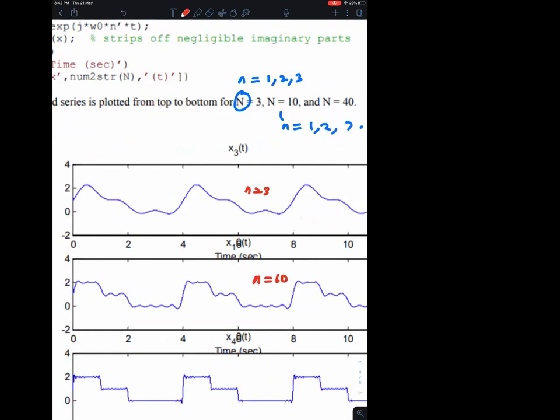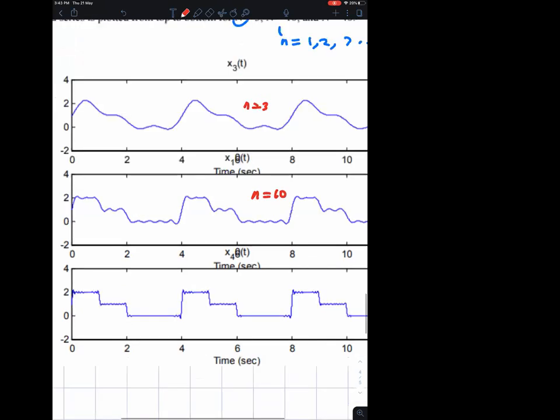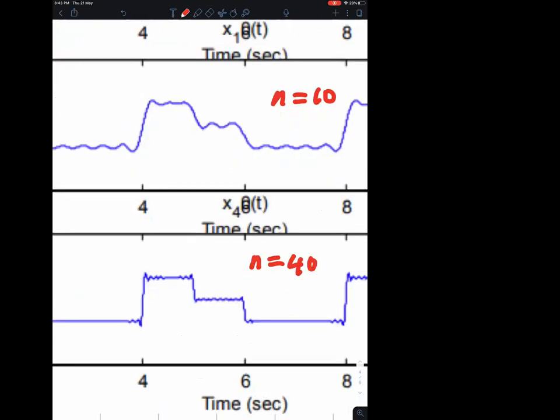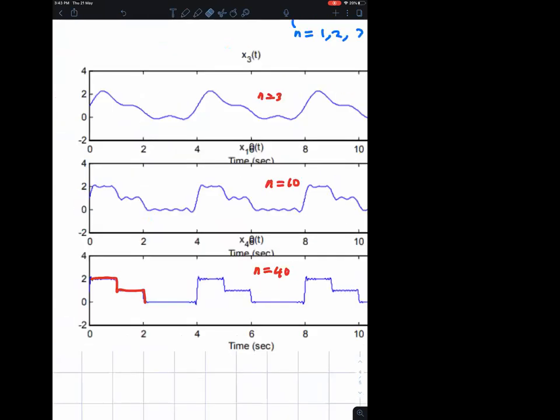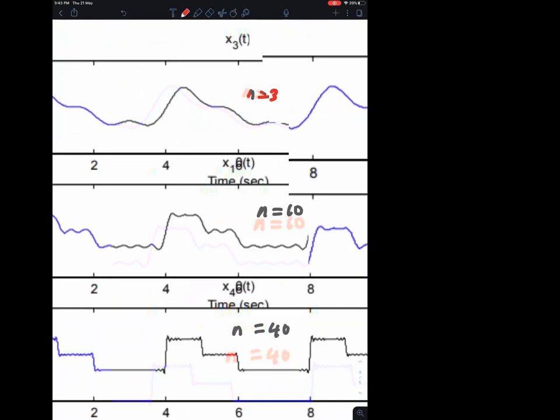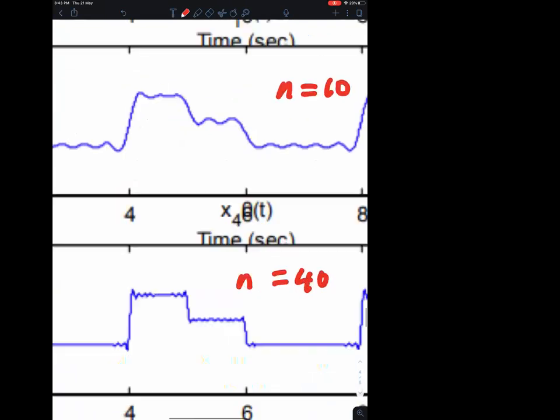Now you're getting there, you see, almost. But still, there are some ripples. As you increase n further, and n equals 40, you get a more accurate representation of the original waveform. But still, as you can see, there's still some ripple here. This is what you call the truncated Fourier series, when n is truncated to 3, this one n is truncated to 10, and this one n is truncated to 40.